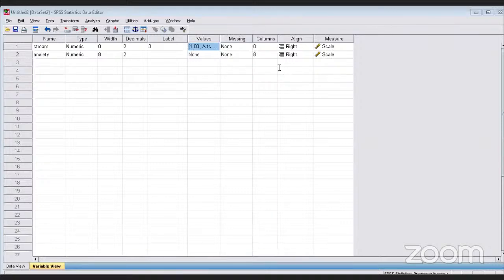Navita, in the stream, you do not worry. If you want to put nominal, you can put. If you do not want to put, it does not matter. Navita, it does not matter.